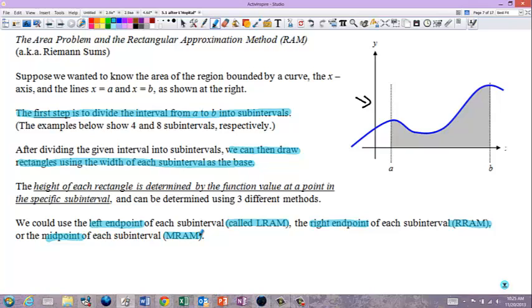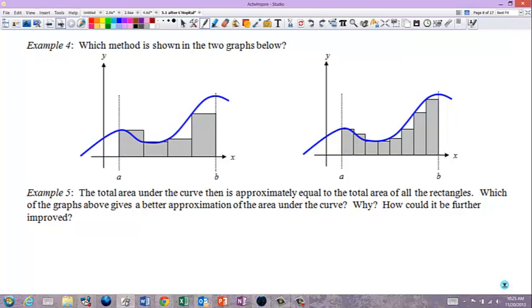Now, this is a lot of reading that we just did, and you're like, what? Basically, all we're doing is dividing this into rectangles and approximating the area under the curve. Because as you increase your number of rectangles, you more closely approximate the area under the curve. It says, which method is shown in each of the two graphs below?